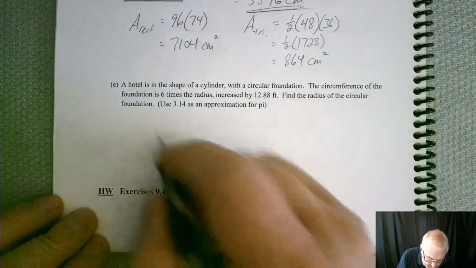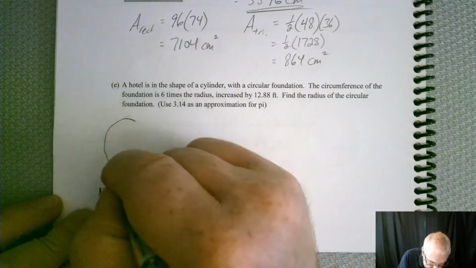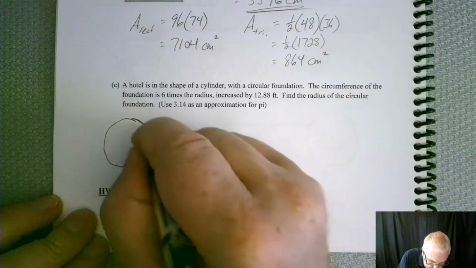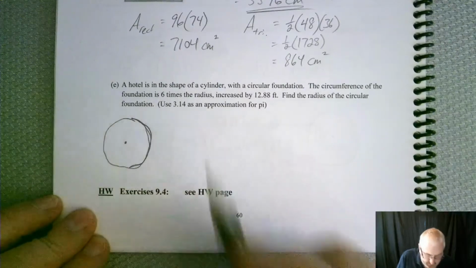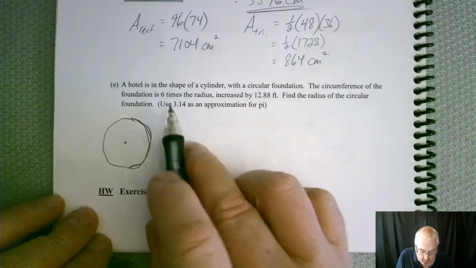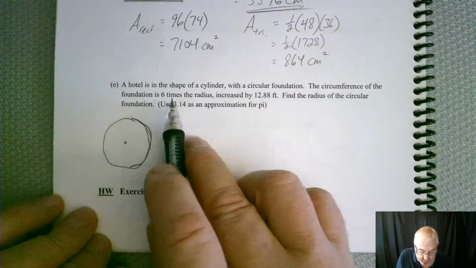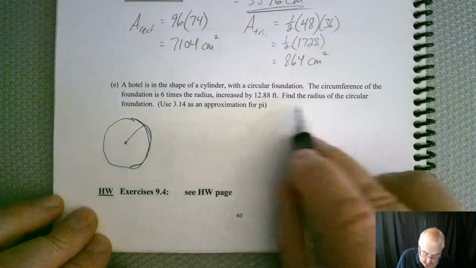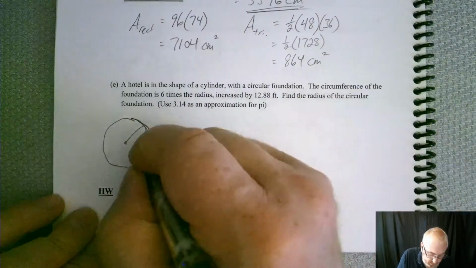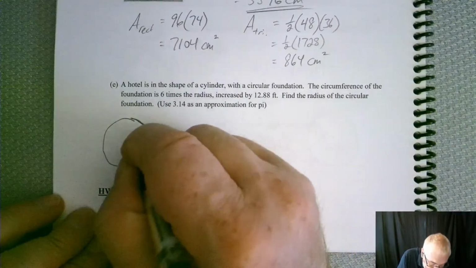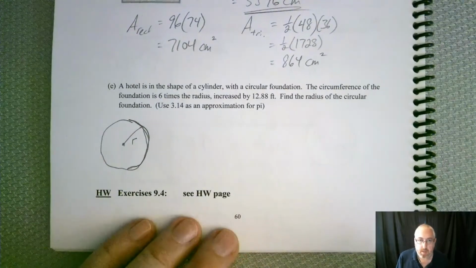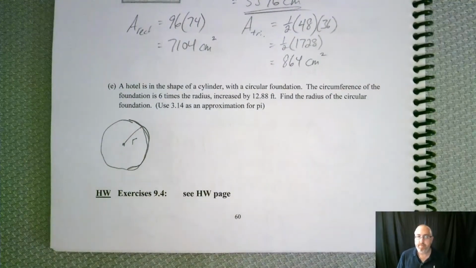Okay, well, let's get a picture since they don't have one. The circle's a little lopsided, but it's okay. All right, so the circumference of the foundation is 6 times the radius. Now, we don't know what the radius is. That's what they want us to find. So if you want to call it X, if you want to call it R, let's call it R for radius. So where do we start?